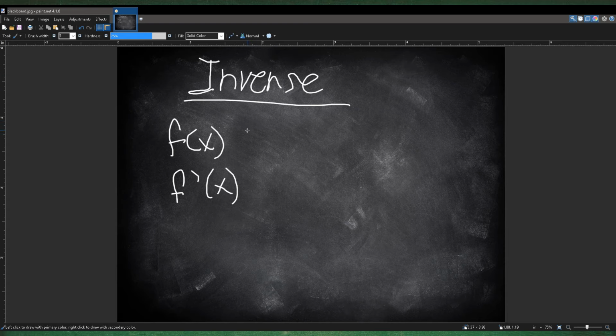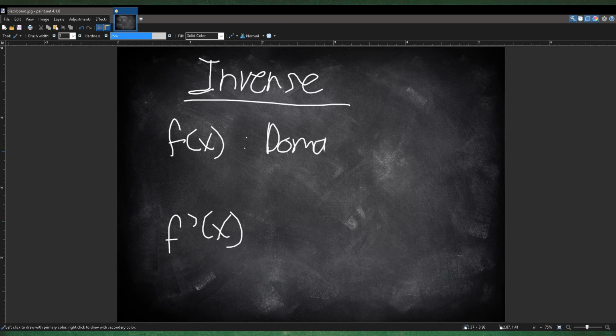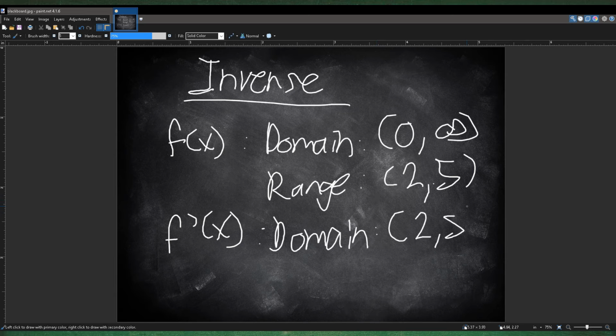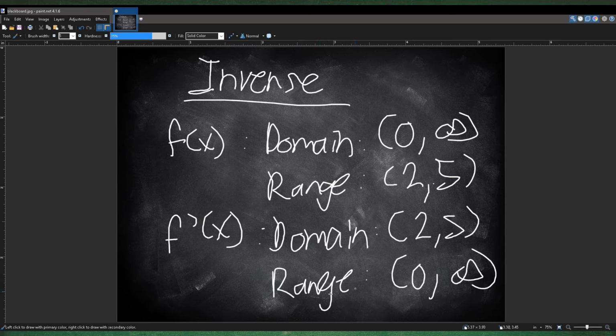But a neat property about these graphs is that if you're looking for the domain, let's say the domain is 0 to infinity, right? And our range is like 2 to like 5 or something. Then our domain here has to become the new range. It's going to be 2 to 5. And the range here will become 0 to infinity. That's how it usually works.